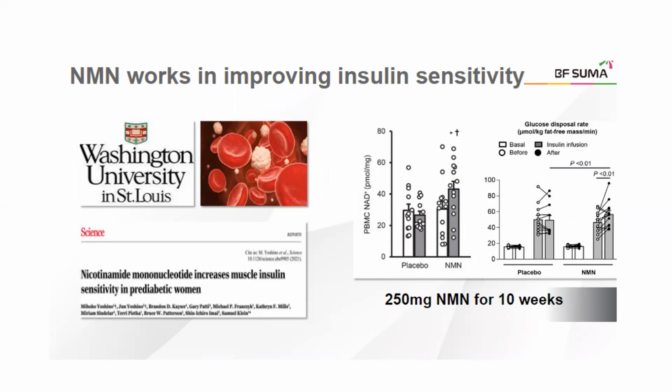Now, there was research carried out at Washington University in St. Louis on the effects on diabetic people of 250 milligrams of NMN daily for 10 weeks. They also noticed that nicotinamide mononucleotide increases muscle insulin sensitivity in pre-diabetic women. So this research was carried out, and we were able to prove that after these 10 weeks, the insulin sensitivity of the body increased, thereby crashing the high sugar level.